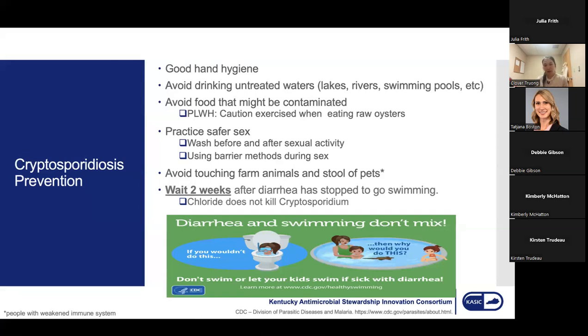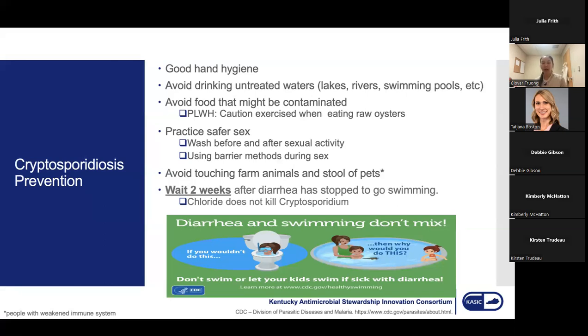It's also recommended to practice safer sex, for example, washing before and after sexual activity and using a barrier method during sex. That is because we don't want to get infected with fecal material during direct contact, like oral to anal sexual activity, or indirect contact, like penile to oral sexual activity. In patients with a weakened immune system, the CDC also recommends avoiding touching farm animals and store pets.